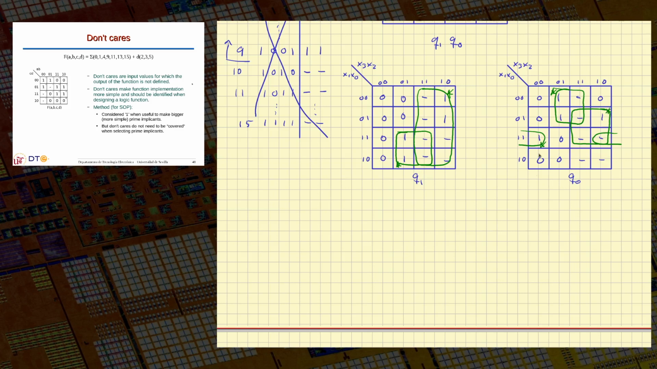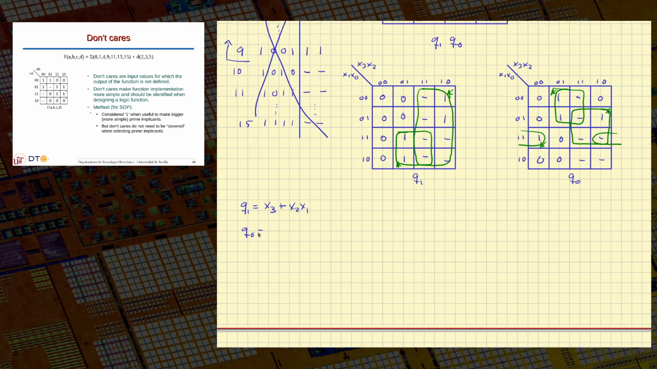Okay. Now, the expression for my circuit will be Q1 equal to this term here, which is just x3, and this term here will be x2 x1.